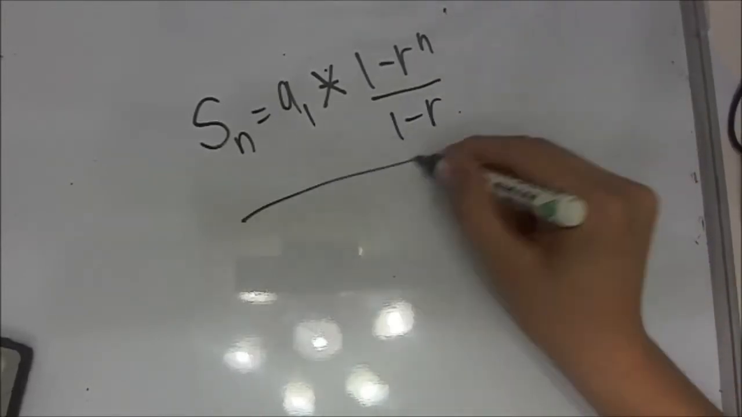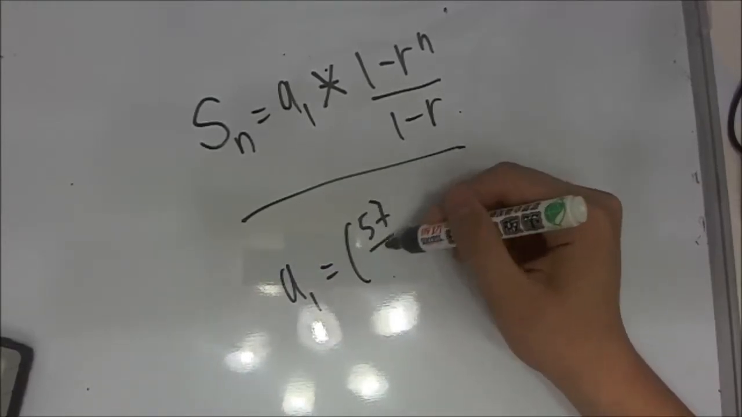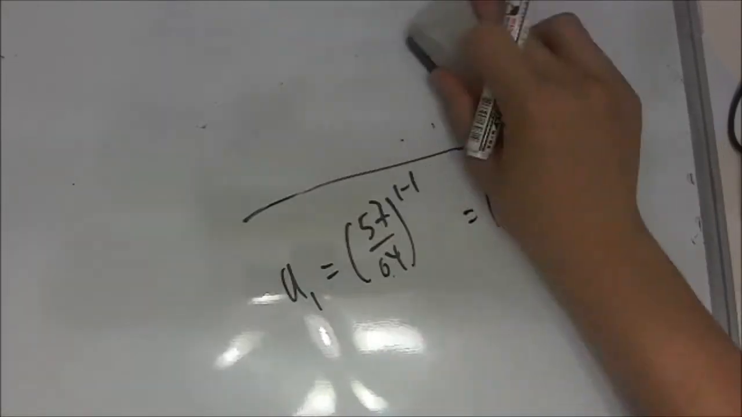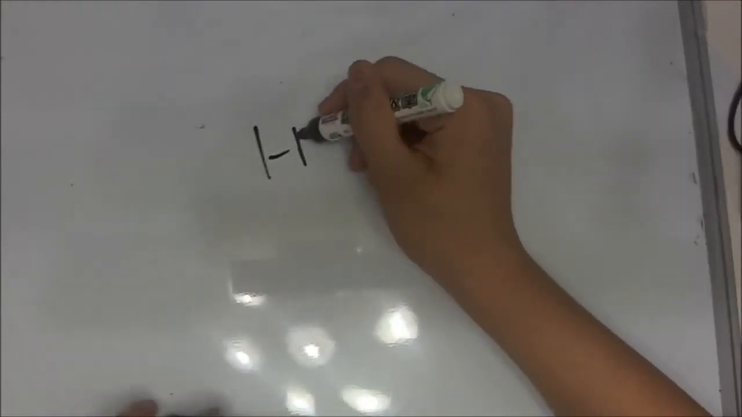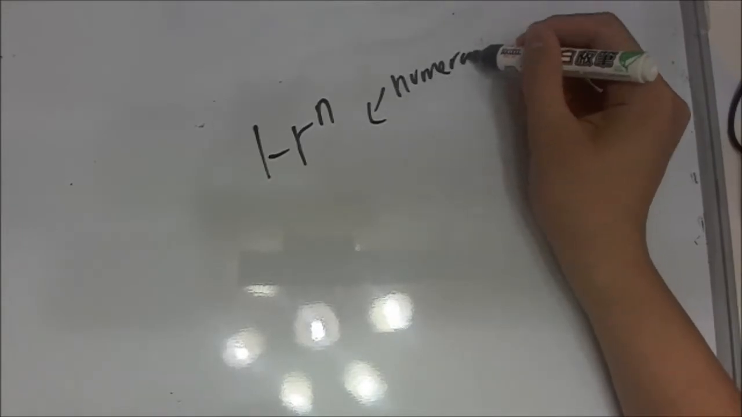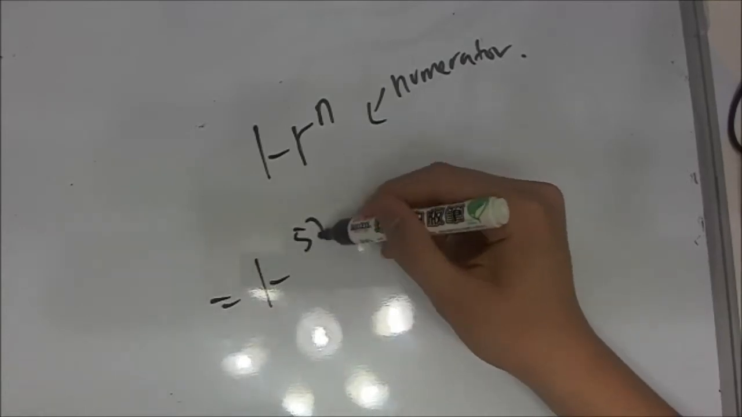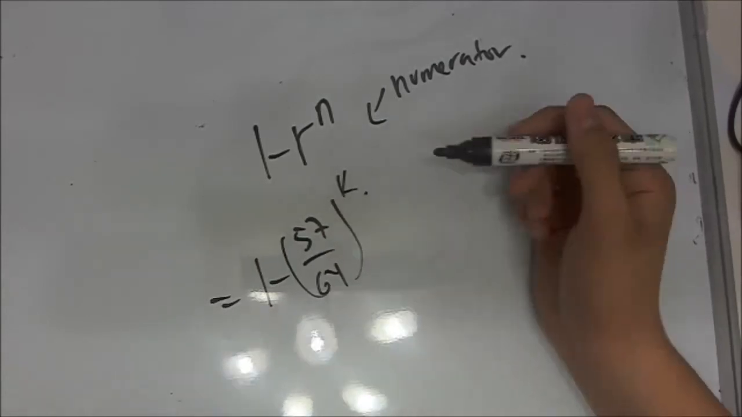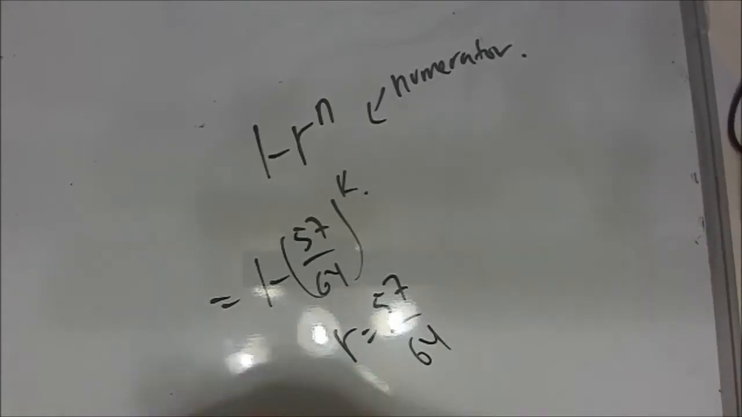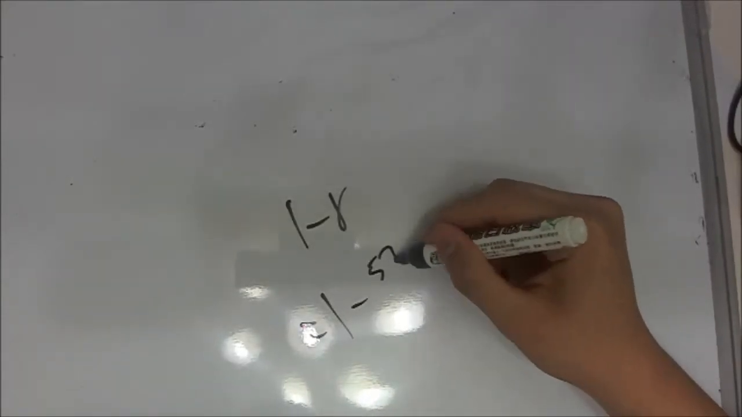So a1, which is the first term, is equal to brackets 57 divided by 64, close brackets, to the power of 1 minus 1, which is equal to 1. We ignore this part. Then we deal with 1 minus r to the power of n. This is the numerator of the fraction. In this case, 1 minus r to the power of n is equal to 1 minus 57 divided by 64 to the power of k, because we know that r is equal to 57 divided by 64. Now we look at the denominator, 1 minus r. 1 minus r is equal to 1 minus 57 divided by 64.